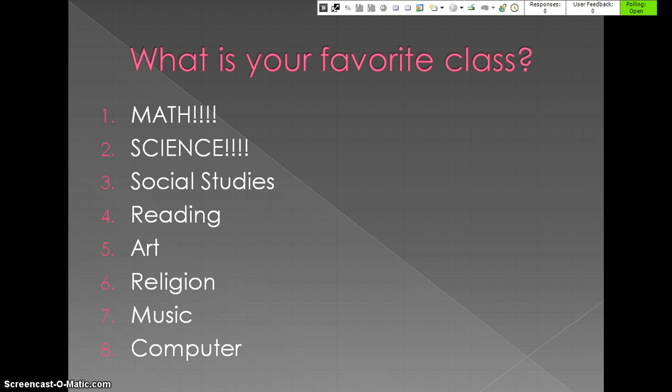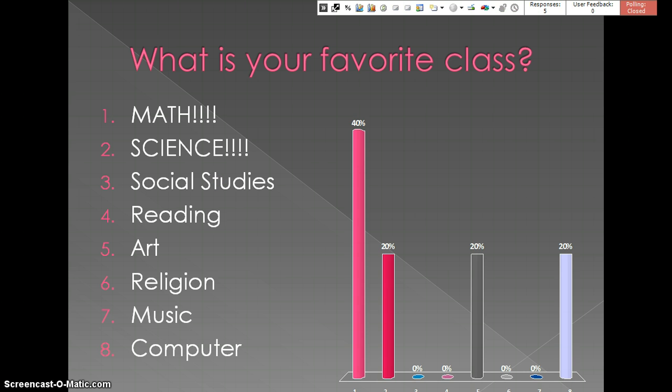All right, now asking your favorite class in school. As a math and science teacher, you can see that I'm a little bit biased here, but feel free to choose your favorite class. And from our graph, we can see that the favorite class is math. Very exciting for me, with several other classes getting some votes as well.